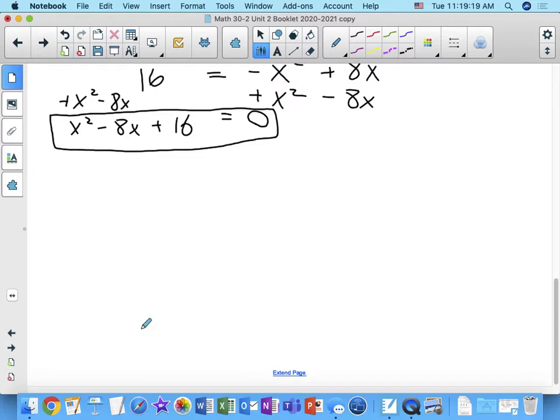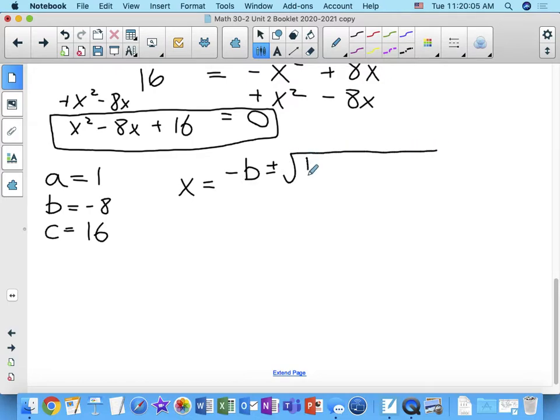Okay. If we were to use the quadratic formula here, though, what would the value of A be? What's A, what's B, and what's C? What is A equal to? One, yeah, and B? Negative 8, and C? 16. Okay, so when we're solving, our quadratic formula is x equals minus b plus or minus the square root of b squared minus 4ac, all over 2a.